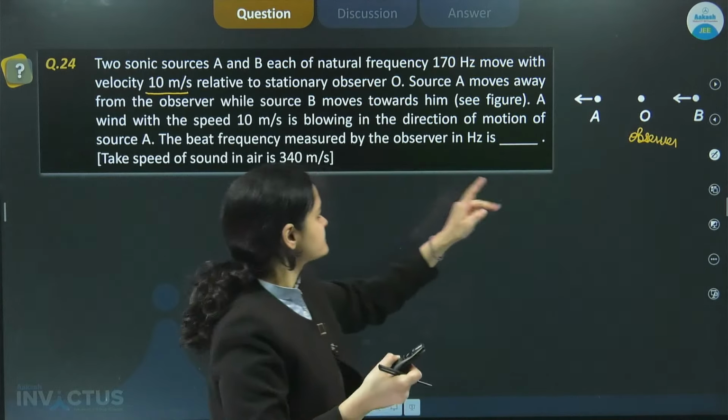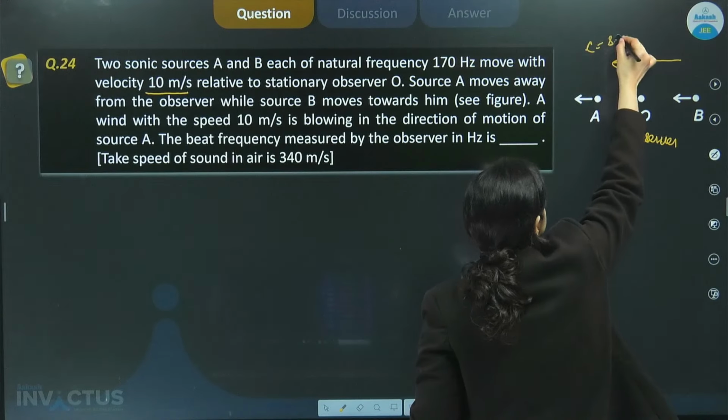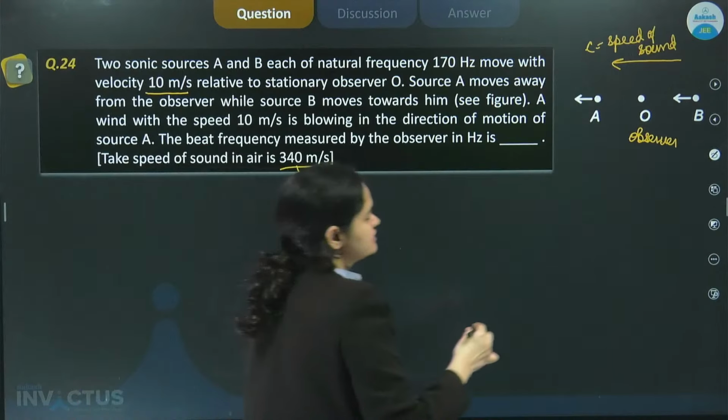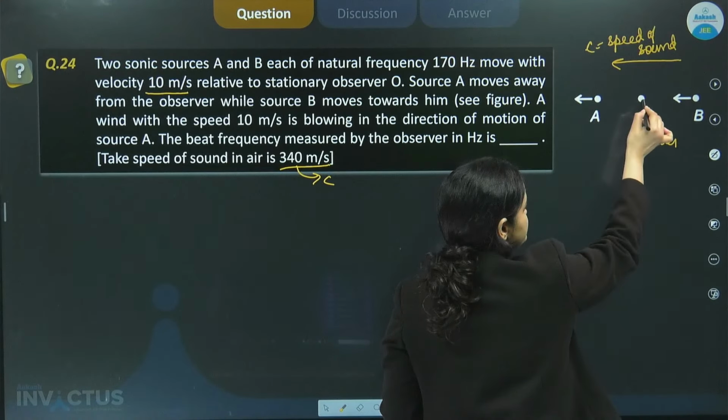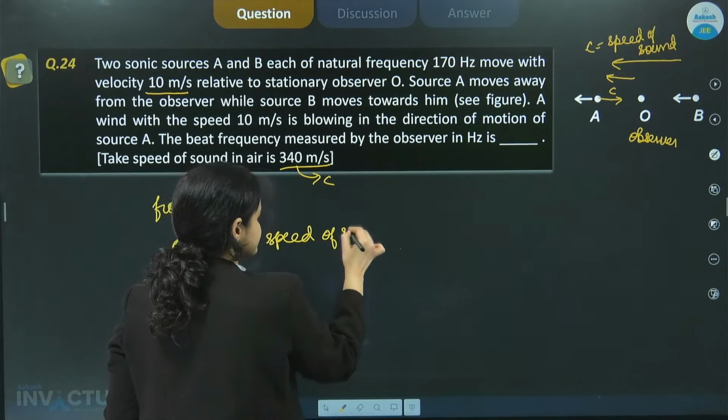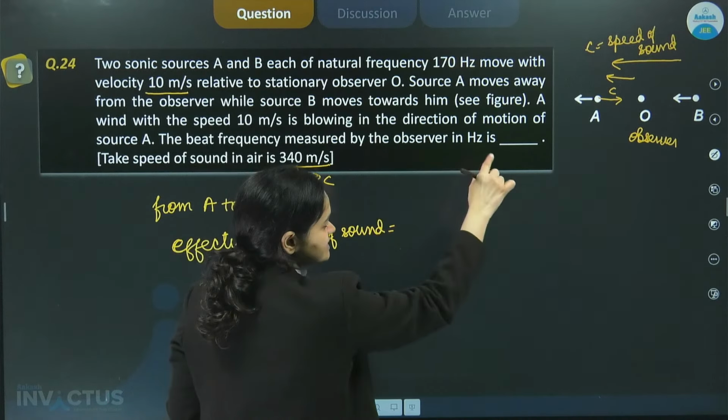Okay. Now it says that the wind is blowing in the direction of motion of source A. That means wind, I am assuming C as the speed of sound. So if C is the speed of sound that I am assuming, which is already given to us, I am assuming this value as C, right? So see, effectively, for this observer, the sound which is coming from A must travel towards the observer, but the wind is blowing in the opposite direction. So from A to O, the effective speed of sound turns out to be C minus 10.